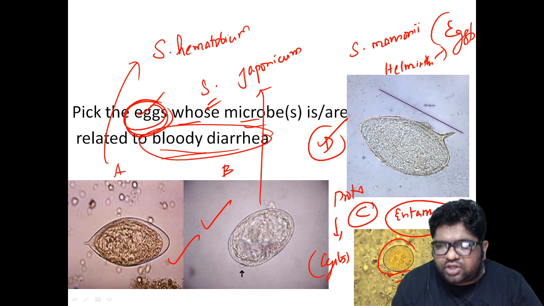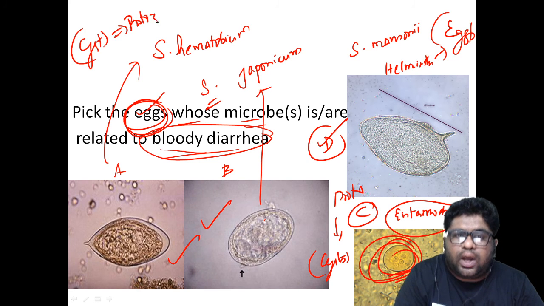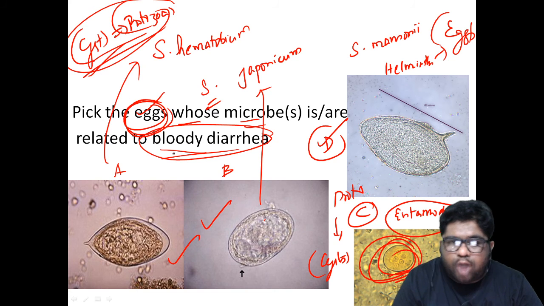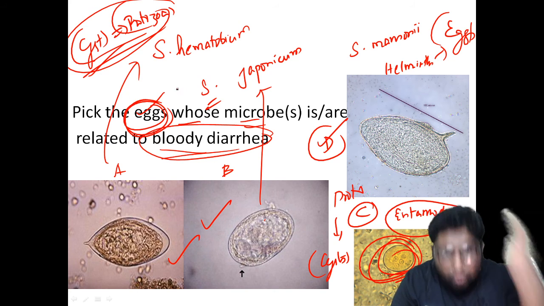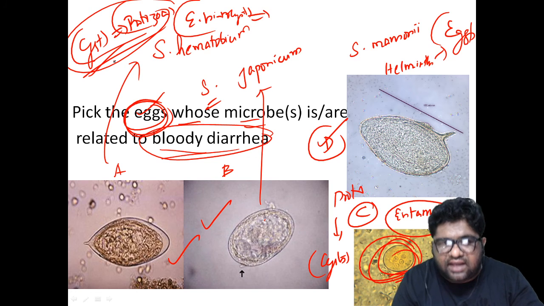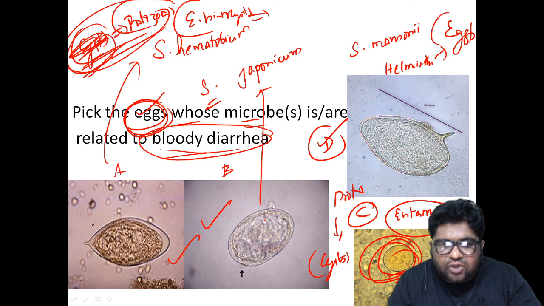So what you saw here is not an egg, it is a cyst. Cyst does not belong to helminths, cyst will belong to protozoa. So please mark my words, you will not be able to choose C, not because it cannot cause bloody diarrhea. It is known for causing bloody diarrhea. In the whole of protozoology, Entamoeba histolytica is the number one organism known for causing blood in the diarrhea, but you are not able to choose it because it is not an egg, it is a cyst. Next, you can go for A.